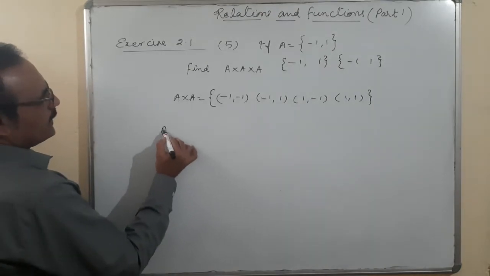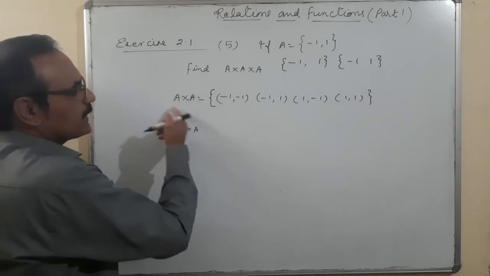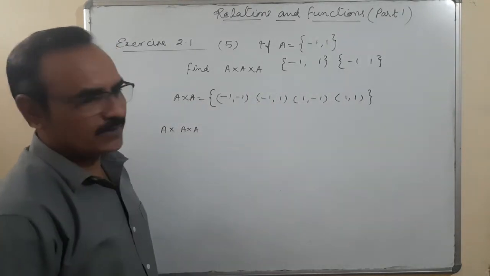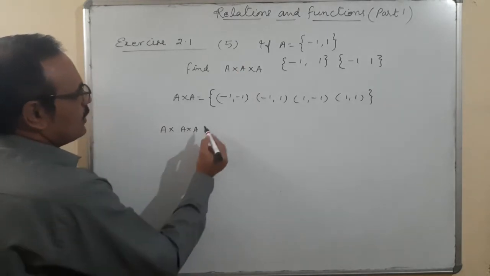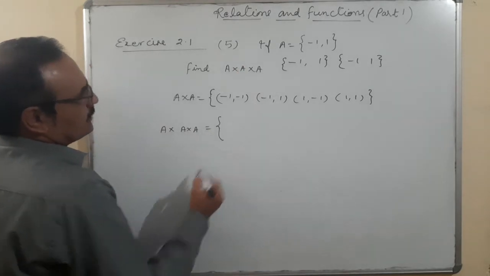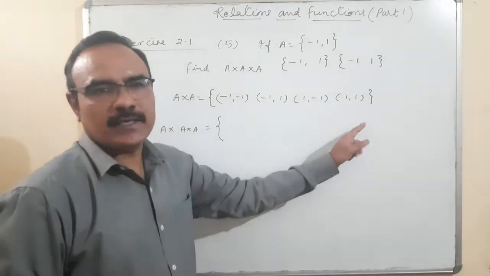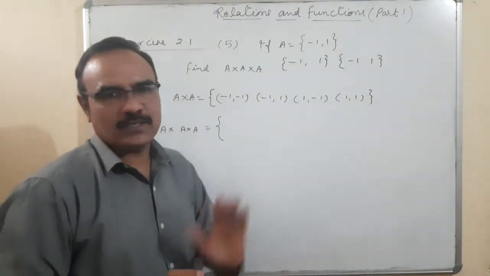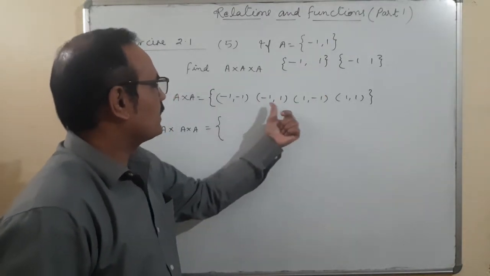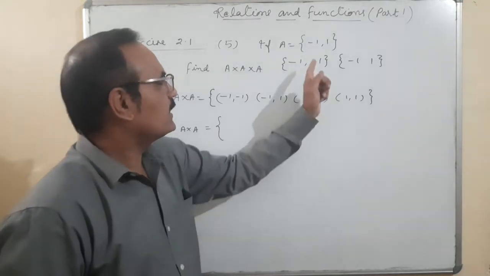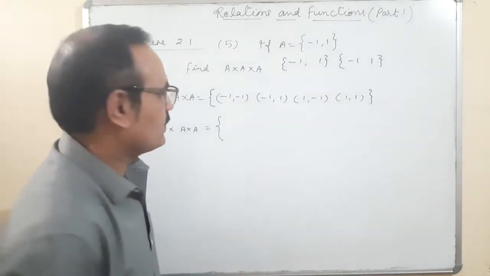After that, A cross A cross A. This will be treated as a single one now, A cross A. And this A cross A will be multiplied by A. How to multiply it? This is A and it is A cross A. Now look here. This is minus 1, which is multiplied by all these 4, and then plus 1 is multiplied by all these 4. Multiplied, that means in an ordered pair form.